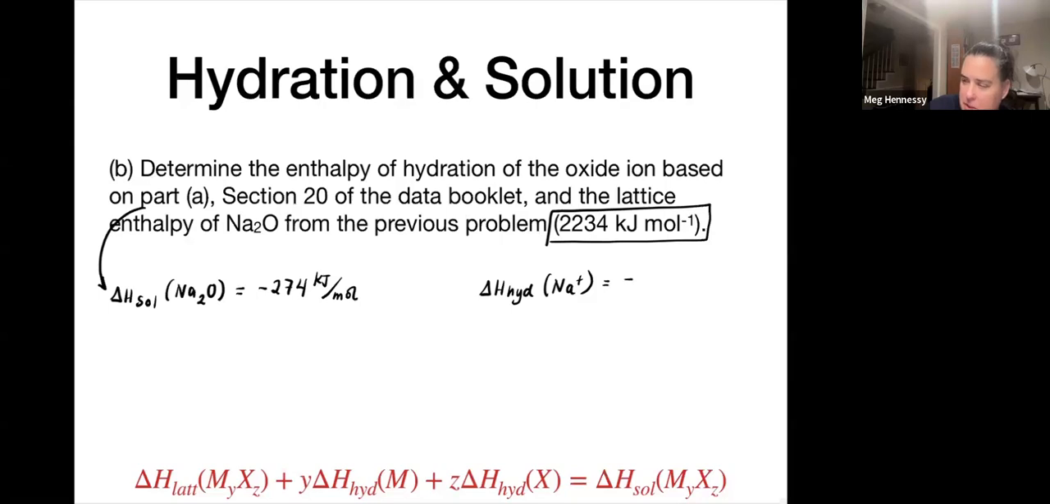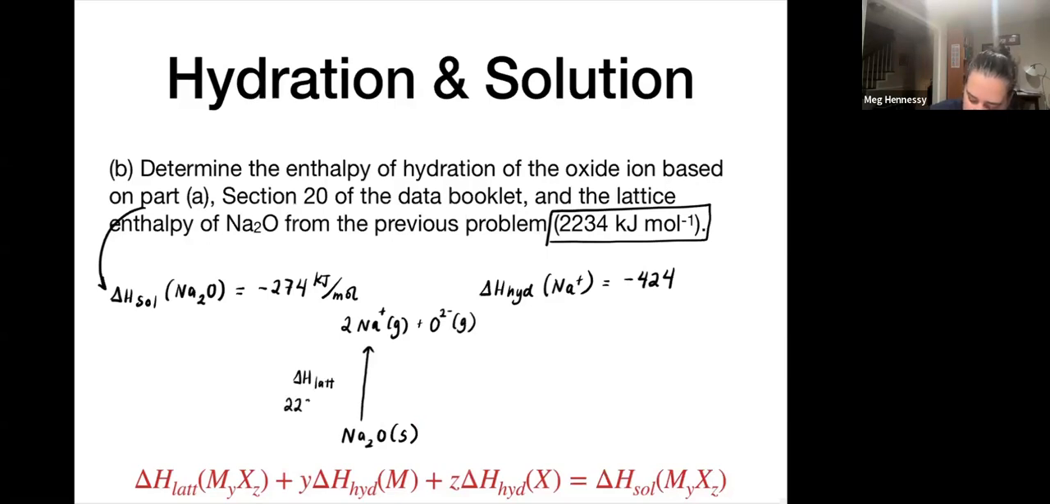It's minus 424. All right, let's see if we can do this. I think those are all of the values we need. So overall, what we're talking about doing is taking Na2O, the solid, and we can turn it into Na plus gas, two of them, and O2 minus gas using the delta H of the lattice. So this value here is 2234.